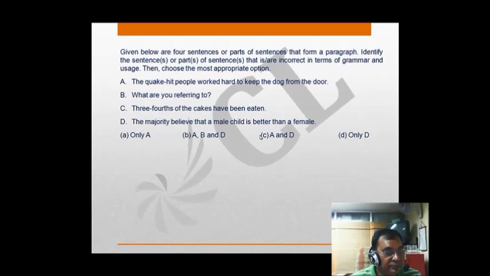Then, after that we come to the Quaker people worked hard to keep the dog from the door. Oh, there is no phrase like dog from the door. So there is something wrong here with A, B, D. What are you referring to? B is correct. So with A, D, the majority believes, because majority is singular, so the majority believes that better than a fail. So therefore again the answer is A and D.